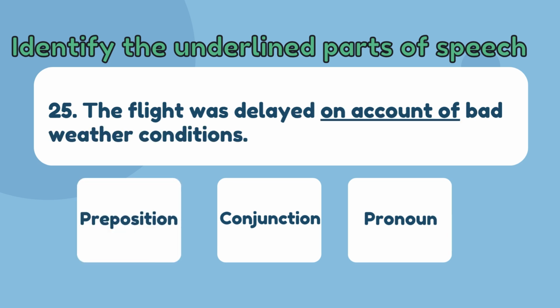And the last question, the flight was delayed on account of bad weather conditions. So on account of is underlined. Is it preposition, conjunction, or pronoun? And it is a preposition. So the meaning is due to, because of. Sometimes prepositions can be a group of words. So don't get confused. Again, the meaning is like due to, because of. So the flight was late on account of bad weather conditions. On account of here is preposition.